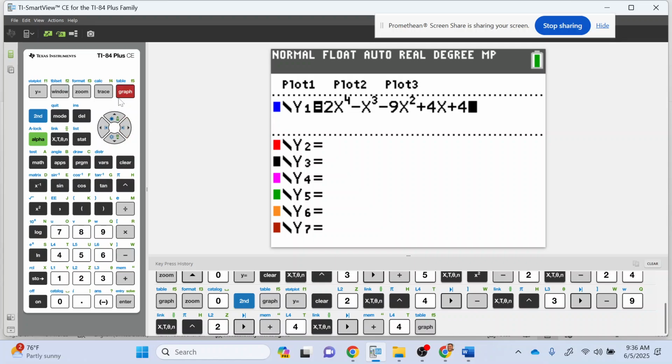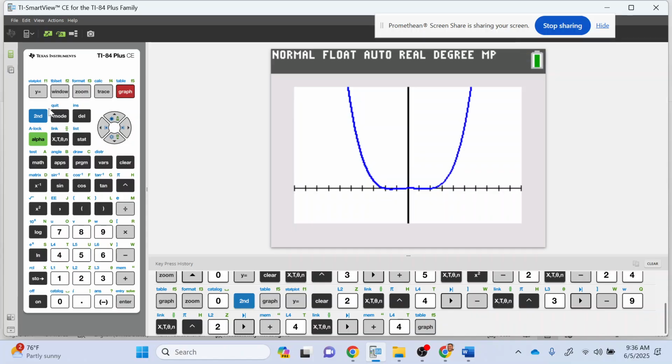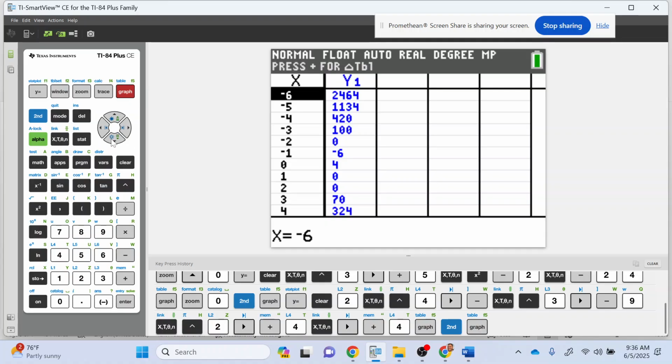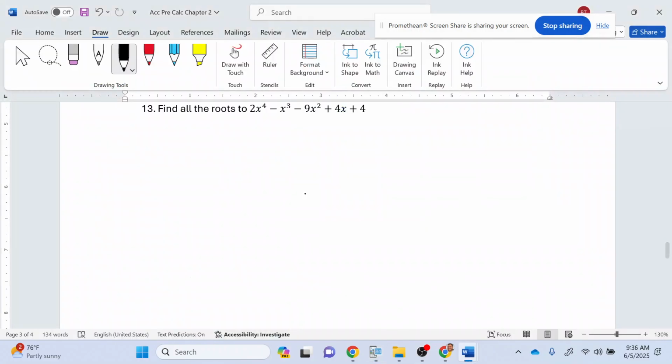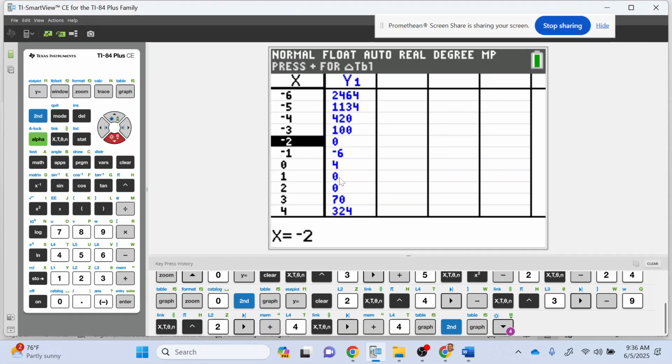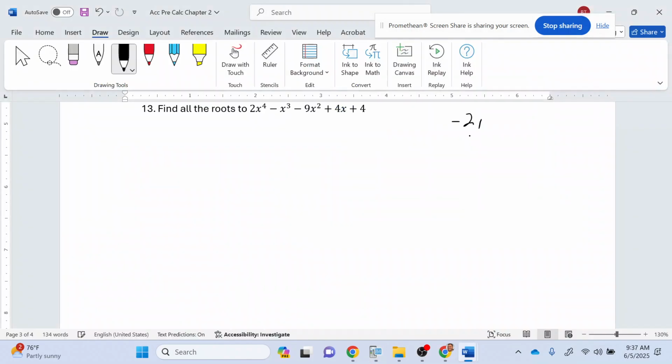You know. Anyway, I'm going to graph. Gets me this weird curve, but that doesn't really matter, because what I really want is second table, and I want to see where there's zeros. So I could see -2 is the answer, 1's the answer, 2's the answer. There's zeros, right? So -2, 1, 2. So I could write that down actually. -2, 1, and 2. Now, does that count for all my answers? I know I should have 4 answers.